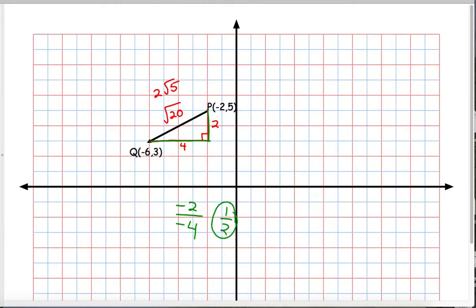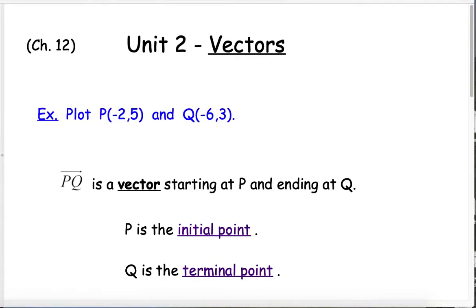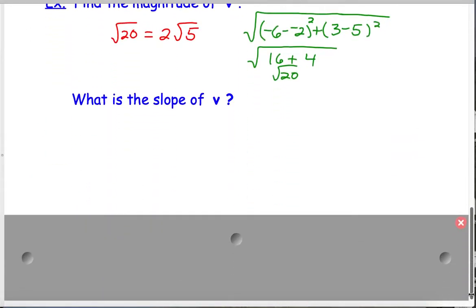If you started at Q and went to P, it's still the same. It's up 2 and 4 to the right. So that's still positive 2, positive 4 equals 1/2. So in either case, we get a slope of 1/2. Later, we'll refer to the slope of this in terms of the angle it makes with the horizontal. But for now, that's good enough.